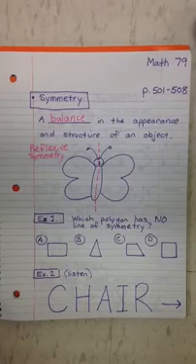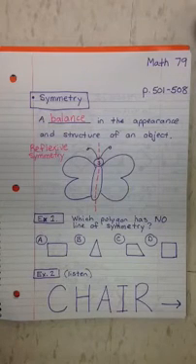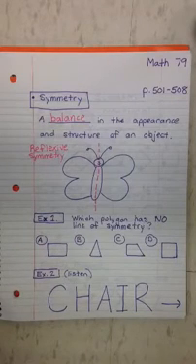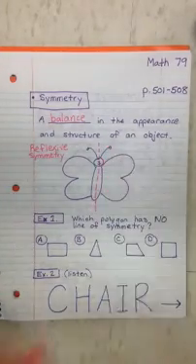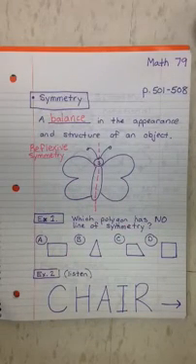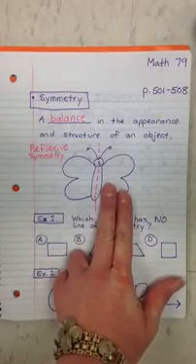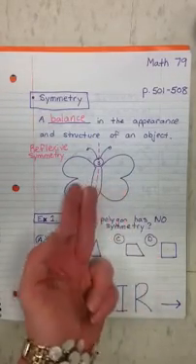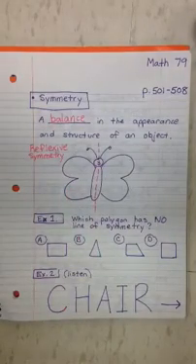Now, symmetry is a balance in the appearance and the structure of an object. Lots of things in nature have symmetry. One kind of symmetry is called reflexive symmetry. In this kind of symmetry, I could draw a line down the center of an object and cut it in two exactly equal halves. It's called reflexive symmetry because if I took one side of my butterfly here and reflected it over the line that I drew, the two sides would match up equally.